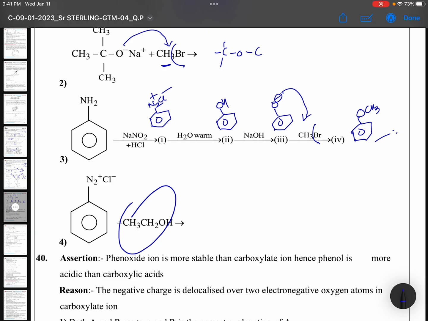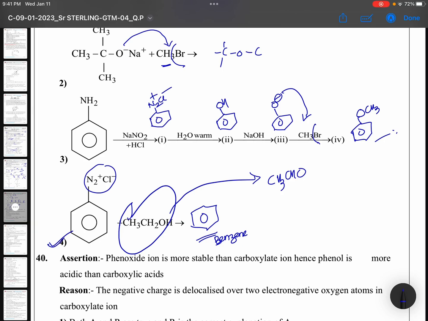Here it is alcohol, undergoes oxidation, it is reduced. Benzene diazonium chloride is reduced to benzene. And this will be oxidized to CH3CH2. So this is your answer. You are not getting ether here.